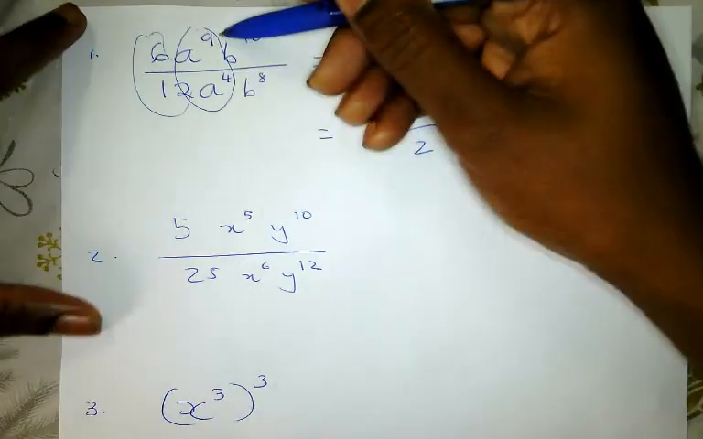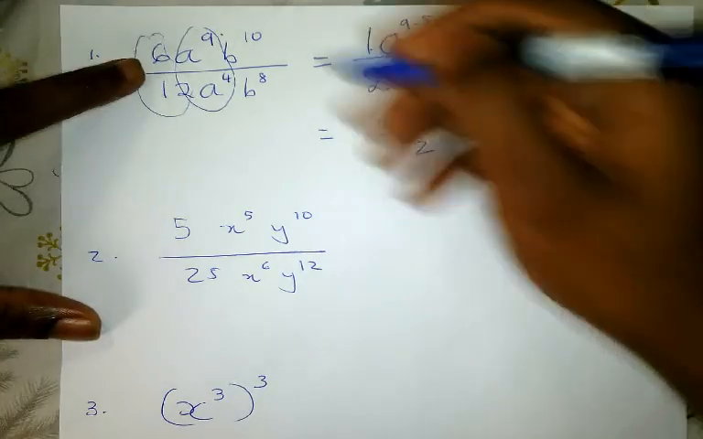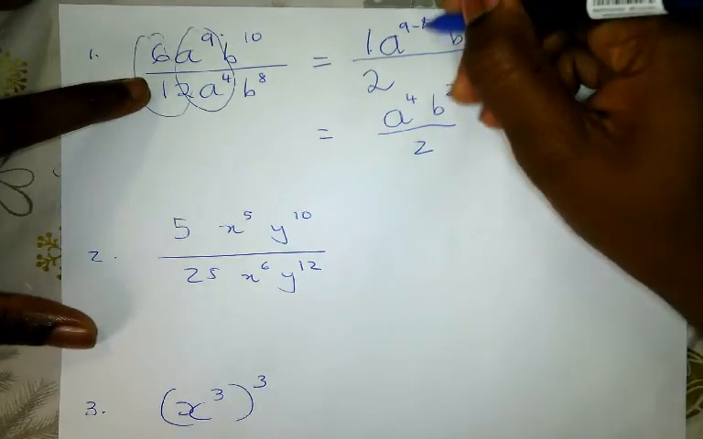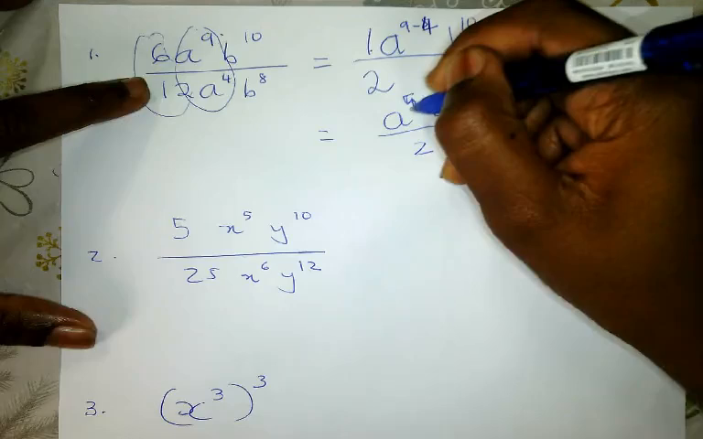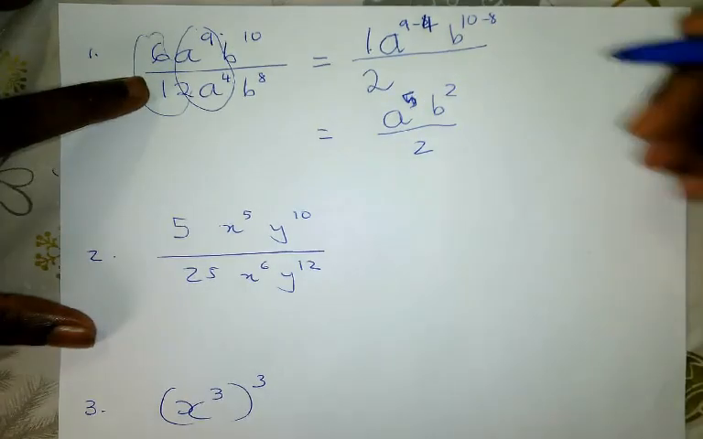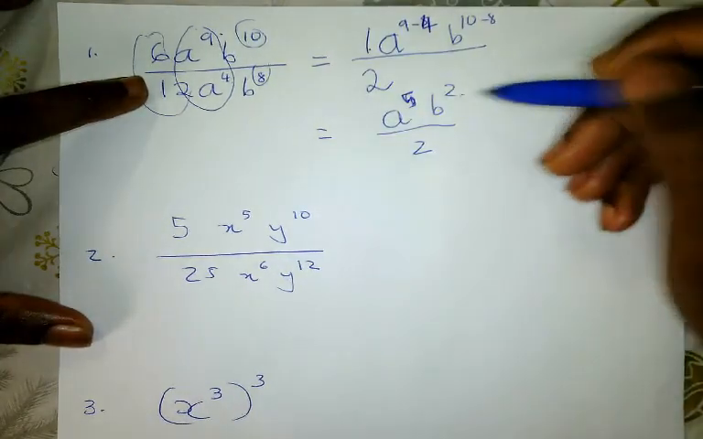What did I do? 9 minus 4 is 5 here. And then 10 minus 8 is 2. Is it fine? So the 2 goes at the bottom.